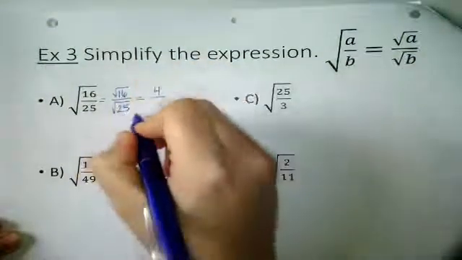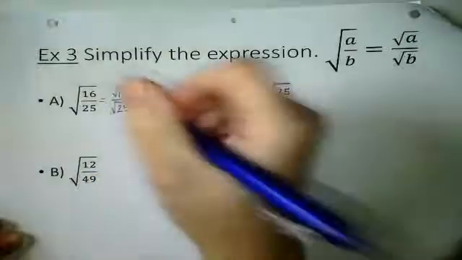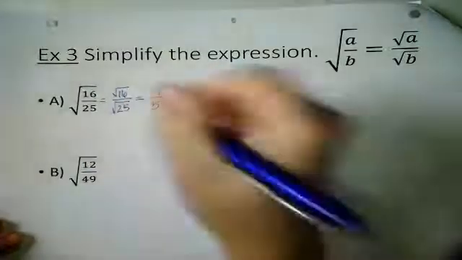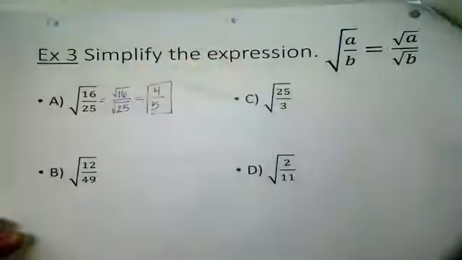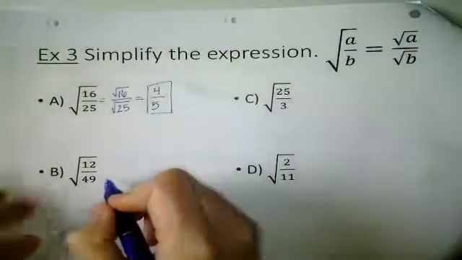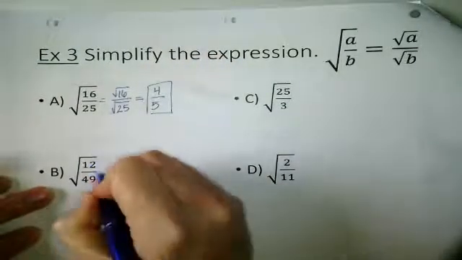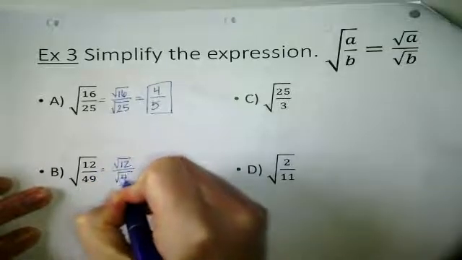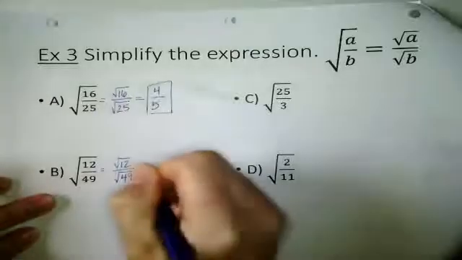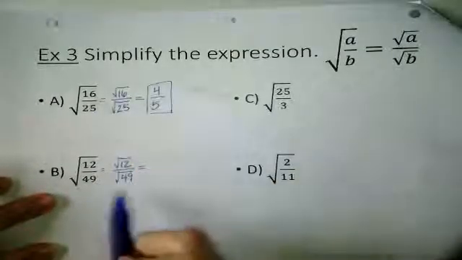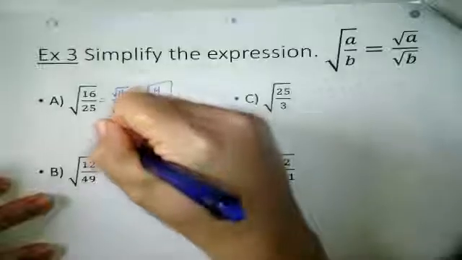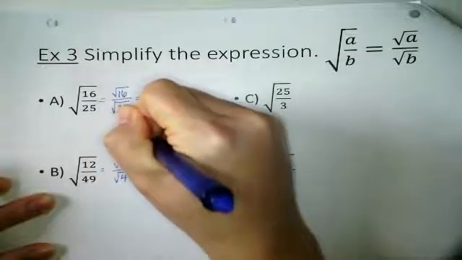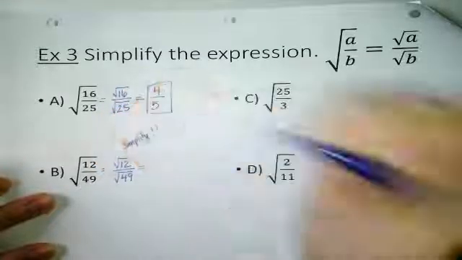And here, the square root of 25 is 5. This is simplified. We're done. That was easy. All right, let's look at B. Again, we have a giant radical. We get to split that up into 2 little radicals. And then now we need to simplify. I'm not done. So don't forget to simplify.